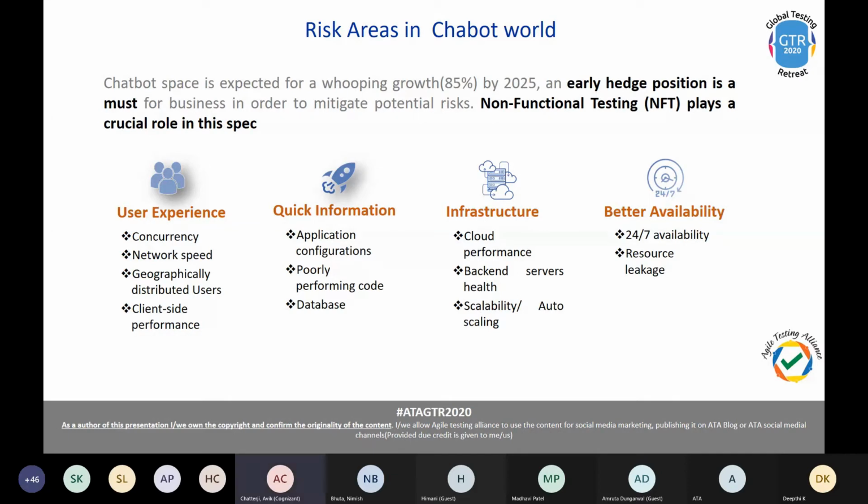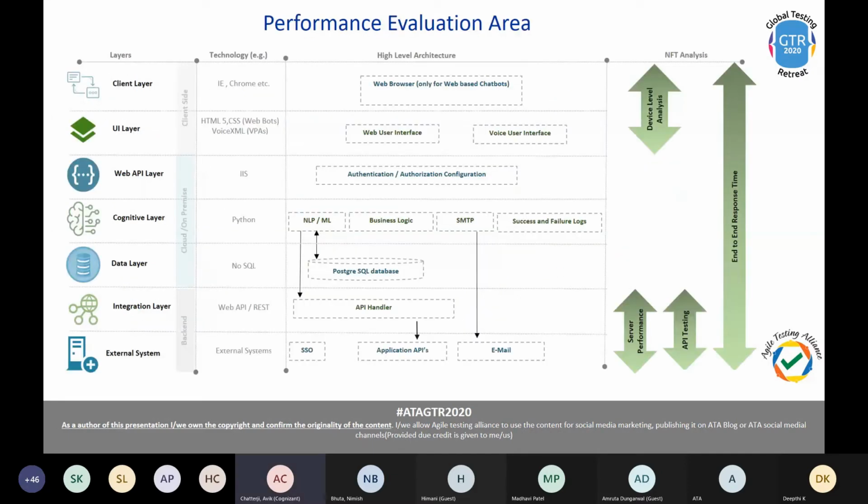Now, moving to the next slide, when we speak about the evaluation area, as we can see, there are 7 layers in a chatbot. We are not able to test all the 7 layers because these chatbots are generally hosted in a proprietary platform. So we have segregated where we can test it.